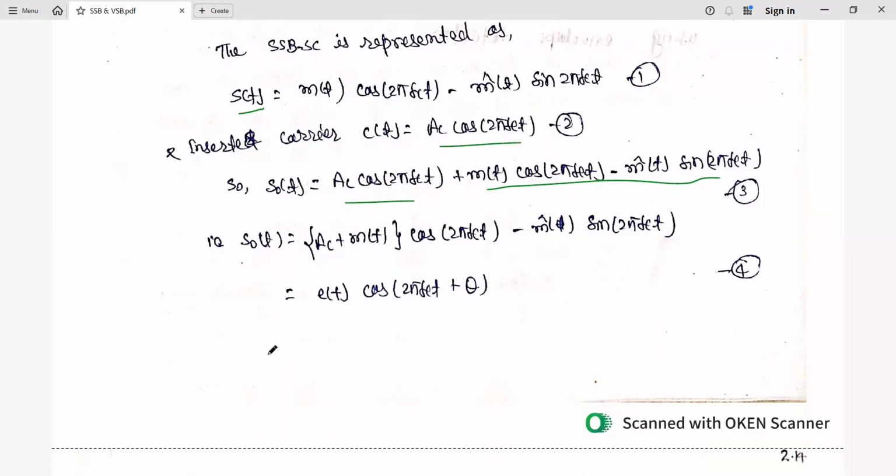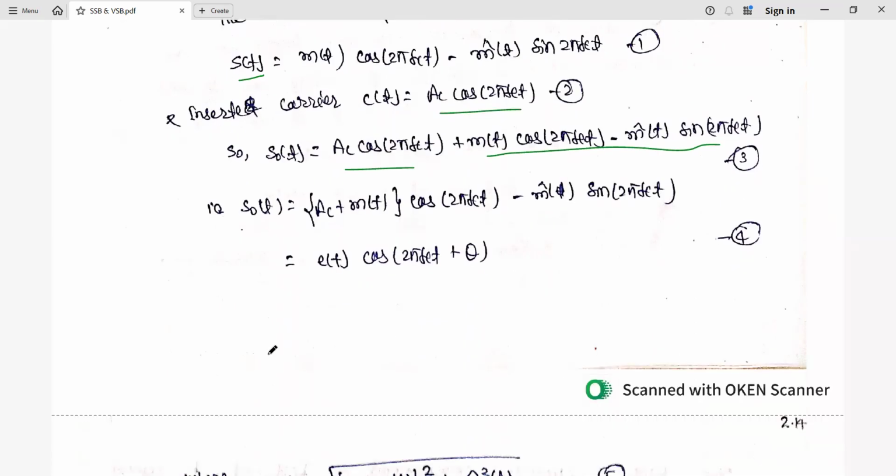So now here the common term is taken. The common part in the first two terms is AC cos 2 pi f ct. So from the first term we are getting AC, from the second term m of t. That's why here we have AC plus m of t, and the third term is written as it is. And finally, this equation 4, we can write E of t into cos 2 pi ct plus theta.